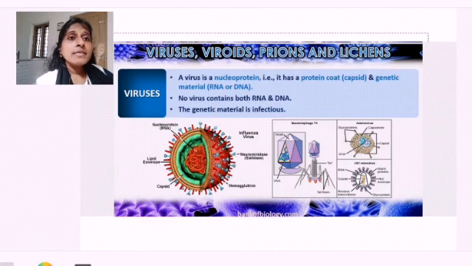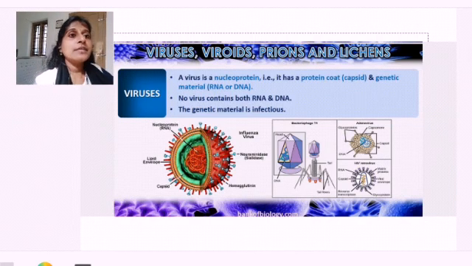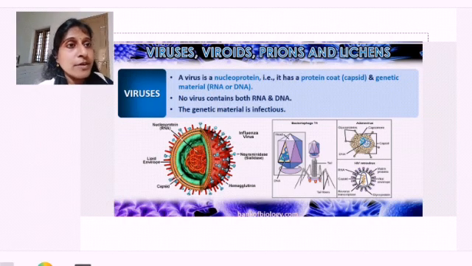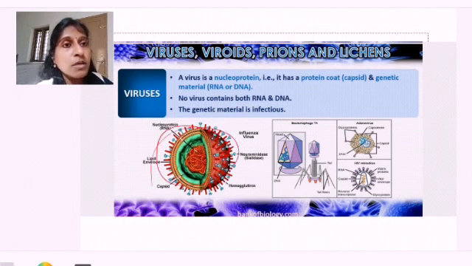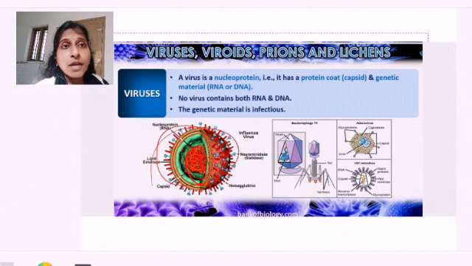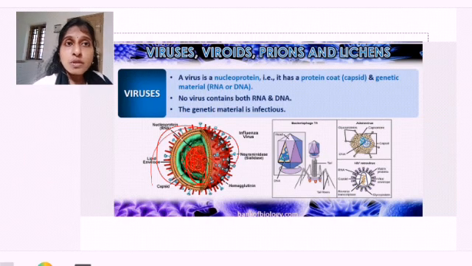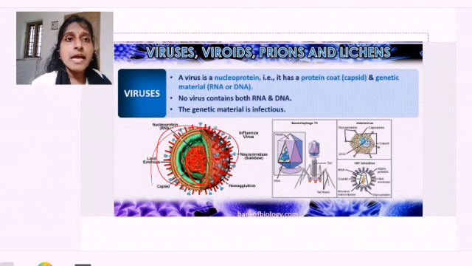Now, a virus is a nucleoprotein. It has a nucleic acid as well as protein content. It has a protein coat, this outer covering, and inside it the genetic material. The red one is the genetic material. This genetic material can be RNA or it can be DNA. No virus contains both RNA and DNA. Either it will have RNA or it will have DNA.